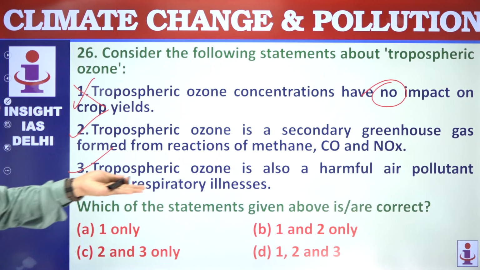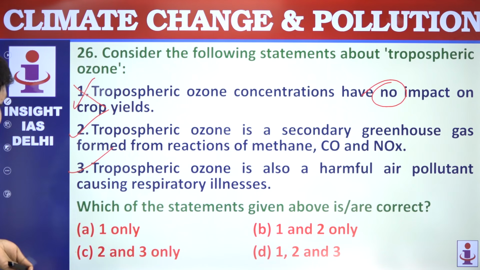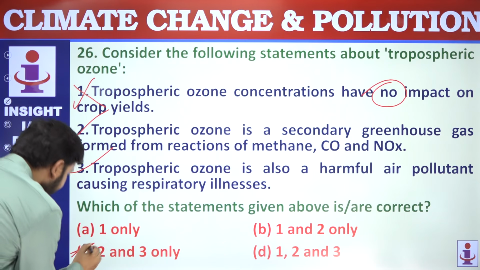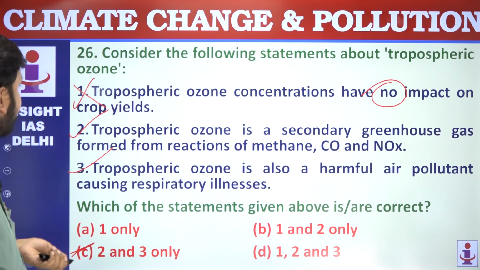So let's see what they are asking. Correct statements: 1 is wrong, 2 and 3 are correct. So 2 and 3 are there in our option C, so option C will be our right answer. Okay, let's go to the next one.